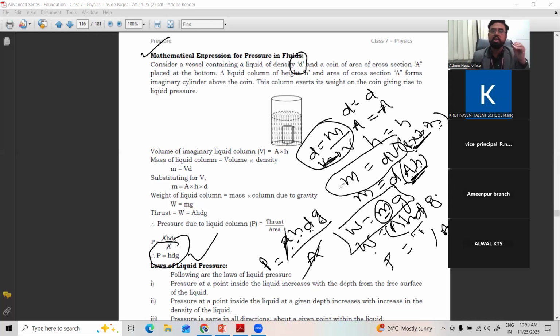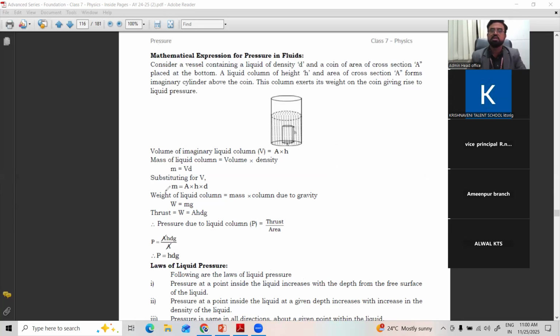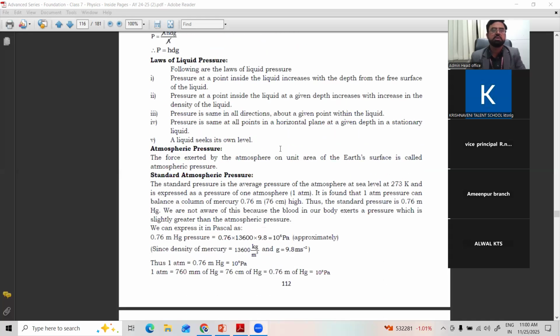So whenever you are dropping any object in liquid, the pressure of the liquid can be measured by HDg. How much is the height of the object from the surface, that is height. What is the density of that liquid you have taken? And g is the constant value, 9.8 meter per second squared. By knowing these three, you can find out the pressure exerted by the liquid. It may be water, it may be alcohol, it may be any other liquid. Clear? The mathematical formula for the pressure is P is equal to HDg.